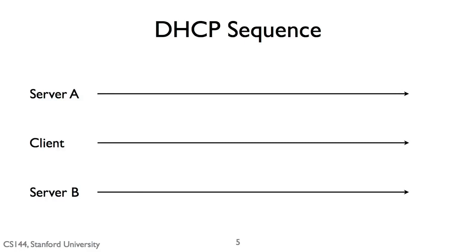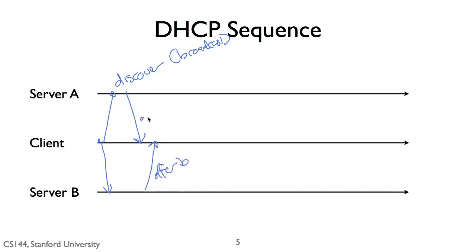So let's walk through an example with a client and two servers. First up, a client connects to the network and it sends a DHCP discover message as a broadcast. Server A and server B both hear this message. There happen to be two DHCP servers that can hear the discover broadcast. And let's say both respond with offers for different configurations. So here's offer B, and offer A.